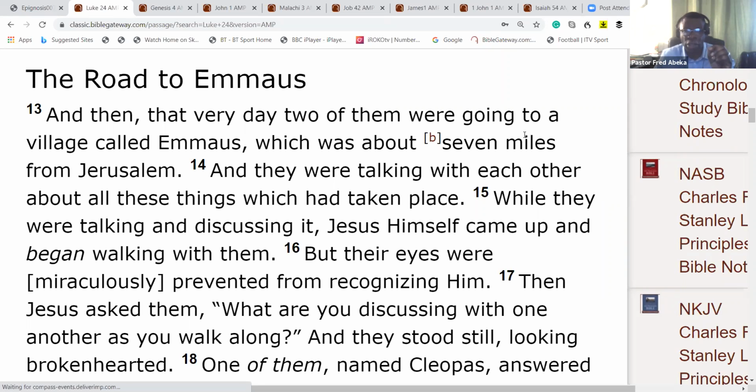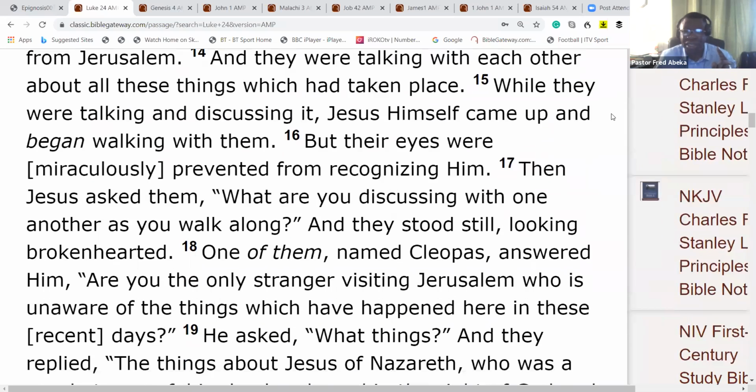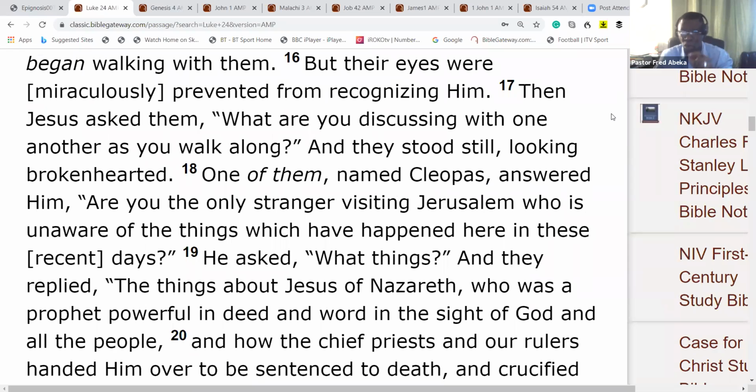And then that very day, two of them were going to a village called Emmaus, which was about 7 miles from Jerusalem. Verse 14, and they were talking with each other. This is Luke 24. They were talking with each other about all these things which had taken place. Verse 15, while they were talking and discussing it, Jesus himself came up and began walking with them. Verse 16, but their eyes were miraculously prevented from recognizing him. Verse 17, then Jesus asked them, "What are you discussing with one another as you walk along?"